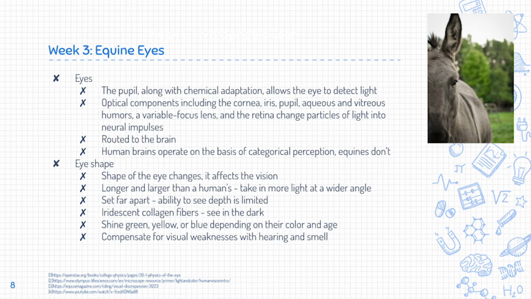Because we rely heavily on sight, it's natural to suppose horses do too, but in equines, acuity, depth perception, and visual content identification are much worse than ours. They compensate for visual weaknesses with excellent hearing and a sense of smell far better than ours.